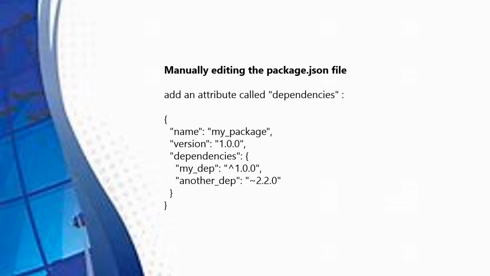If you want to manually edit the package.json file, then how to do that? That we are going to see. To add the dependencies to the package.json file, in a text editor, add an attribute called dependencies that references the name and semantic version of each dependency. Consider as below.